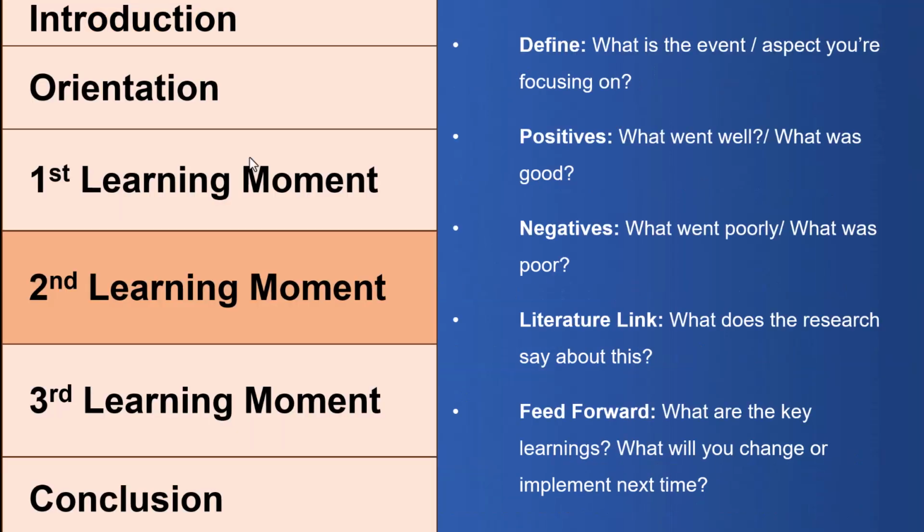Then you're going to do the same thing for your second and your third learning moment. Define the learning moment, talk about positives and negatives, link it to literature, and then talk about how your experience will change your practice in the future. Do it again for the third one, and then we get to our conclusion.